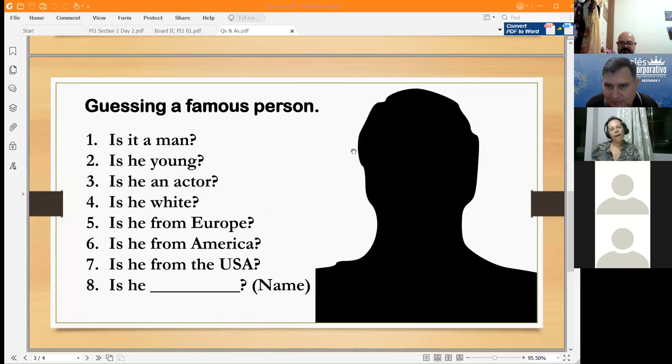Roberto, is it a man? No, it isn't. Okay. Is it a woman? It's a woman, yes. Okay. Is she a singer or an actor? Only one question. She's not a singer. Is she young? No, she's old. Okay. Is she a model? No, she isn't.